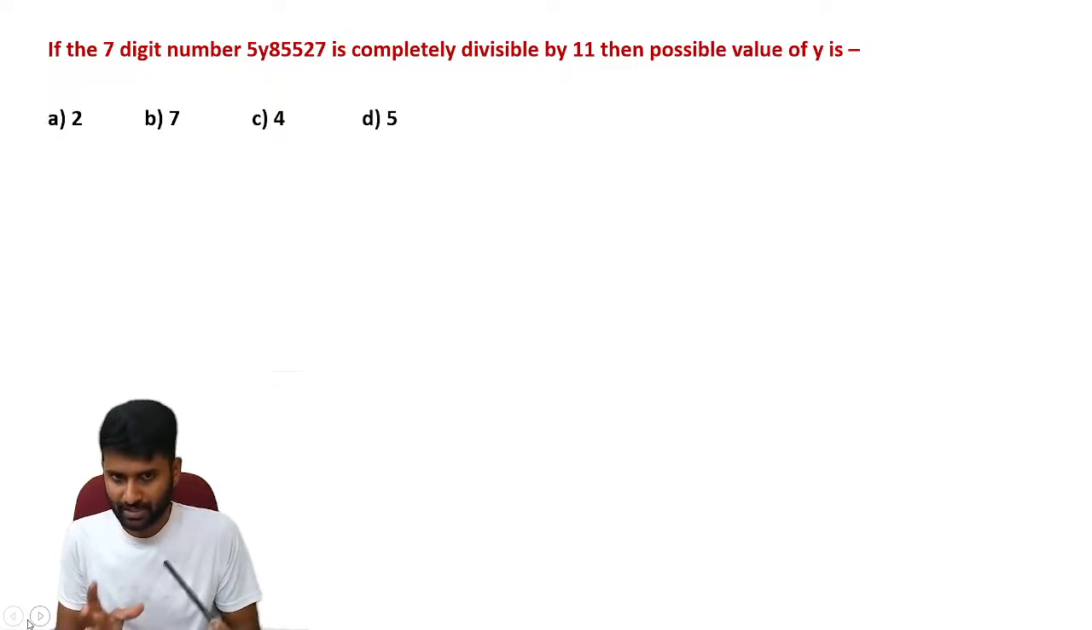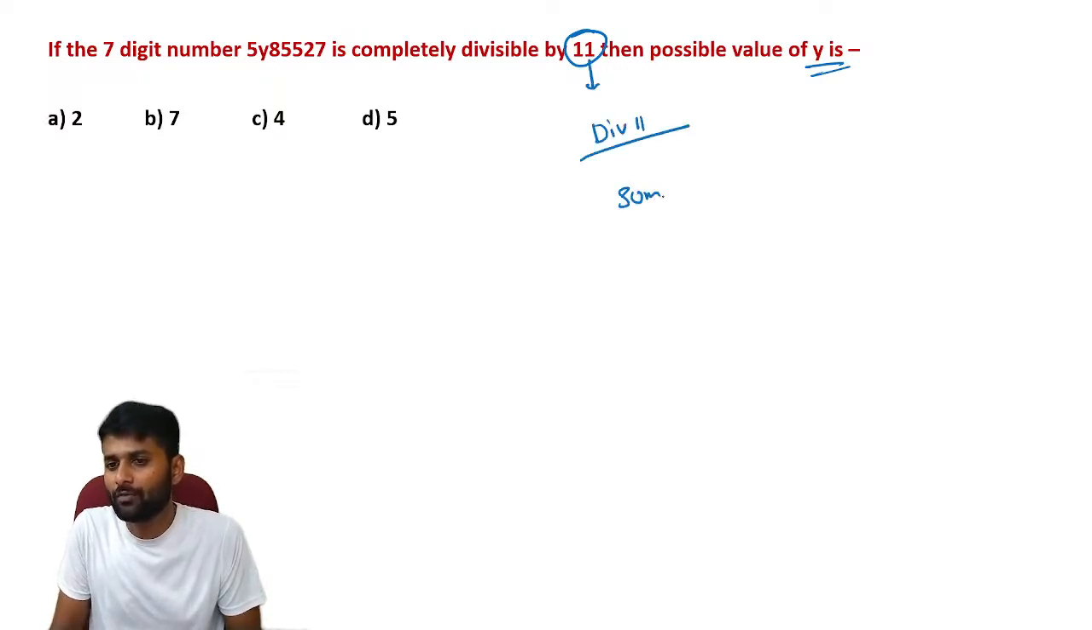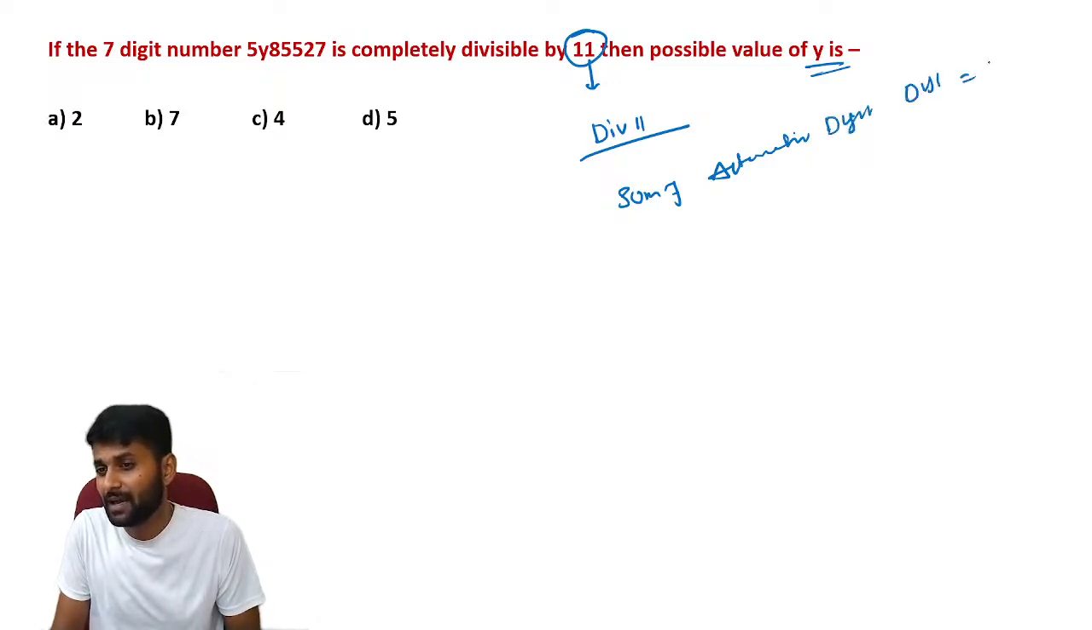Now let's see this question. If the 7-digit number 5y85527 is completely divisible by 11, find the value of y. Here, divisible by 11: the sum of the alternate digits difference is either 0 or a multiple of 11.